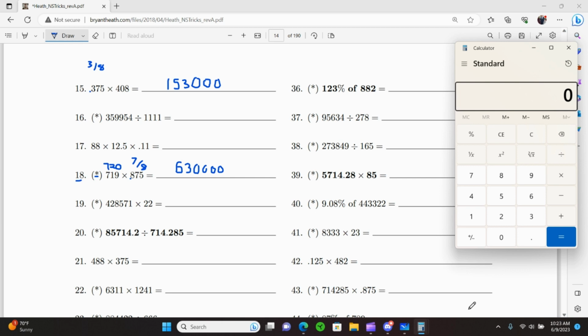Let's check our answer and see how close we were. 719 times 875. We are definitely within the 5% threshold of that answer.